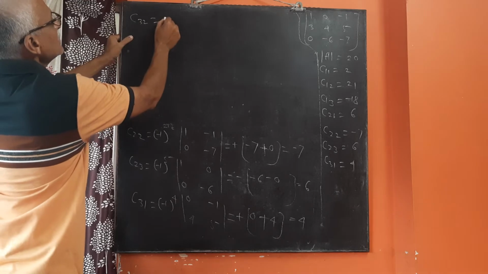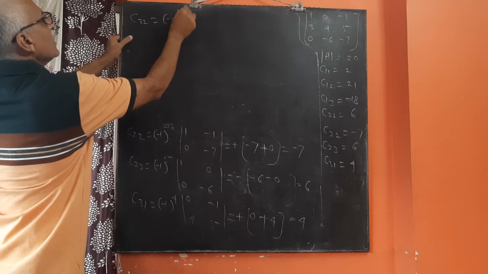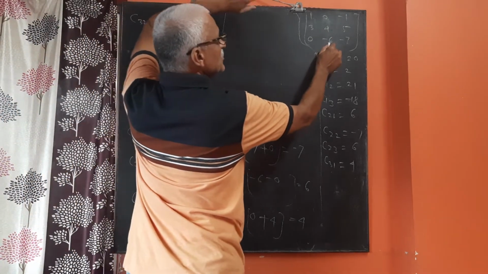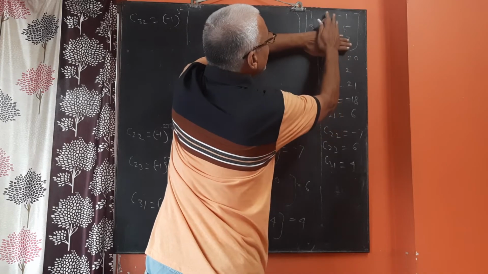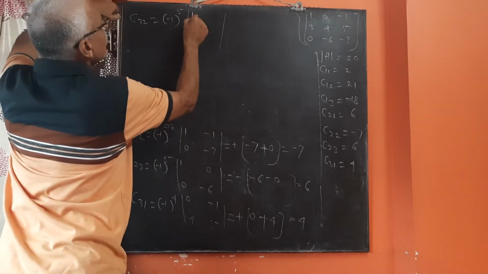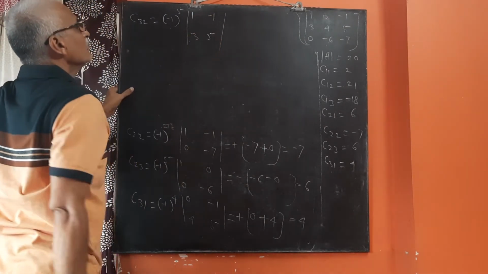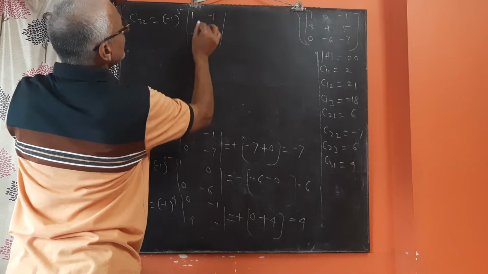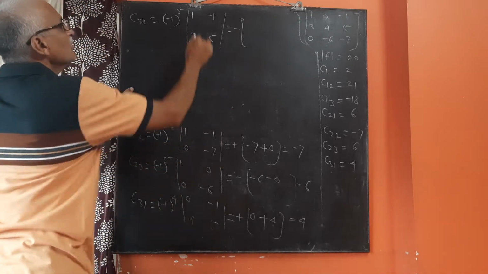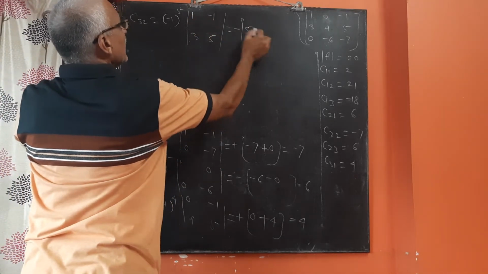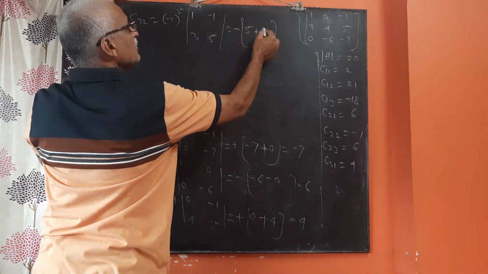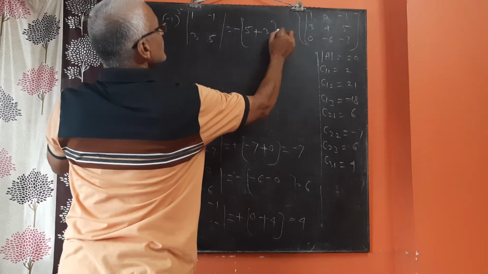C32 is equal to (-1) raised to 3 plus 2, which is 5, into the determinant of... 3 plus 2 means this position, so this row and this column are removed, and the remaining is 1, -1, 3, 5. So 5 is an odd number, so it becomes negative. 1 into 5 is 5, minus 3 into -1 is -3, so minus of minus is plus 3, 3 plus 5 is 8, and that will be equal to -8.